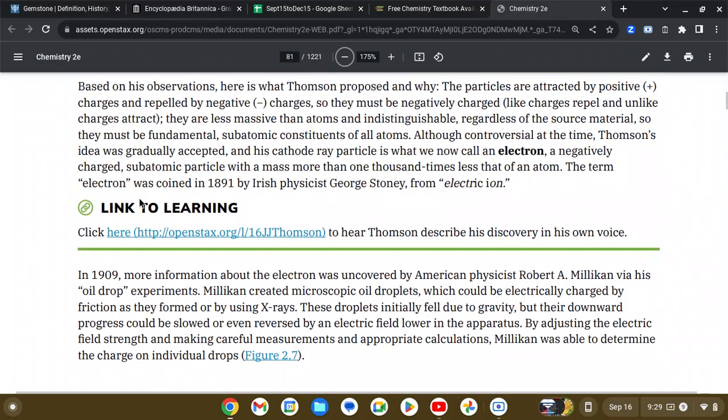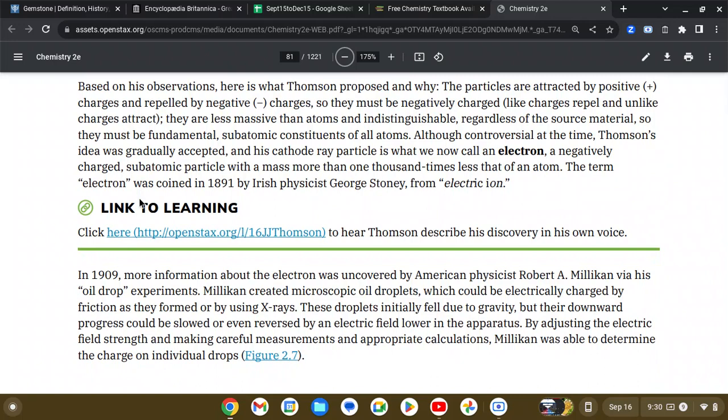Based on his observations, here is what Thomson proposed and why. The particles are attracted by positive charges and repelled by negative charges, so they must be negatively charged. Like charges repel and unlike charges attract. They are thus less massive than atoms and indistinguishable regardless of the source material, so they must be fundamental subatomic constituents of all atoms.